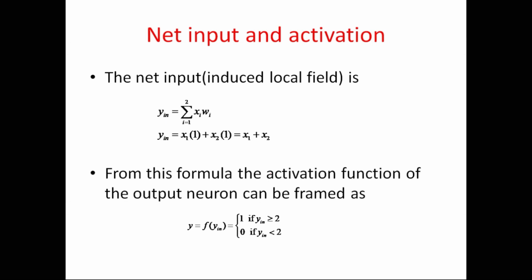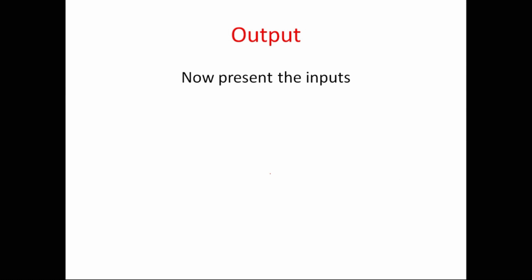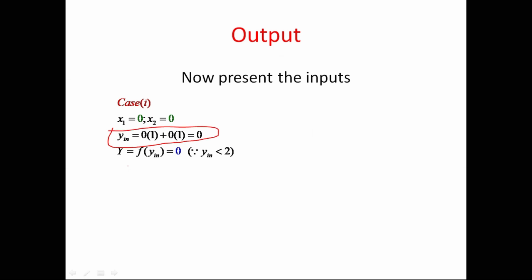Based on this I need to check the entire truth table, and the output should be like this. See, this is case 1, x1 equal to 0, x2 equal to 0. The inputs are in green color, case 1 is in red color, and the final output, 0, is in blue color. So y in is equal to 0 into 1 plus 0 into 1, where 1 and 1 are the weights we have already taken, which is equal to 0. This part is my induced local field. And finally y is equal to f of y in, which is equal to 0.